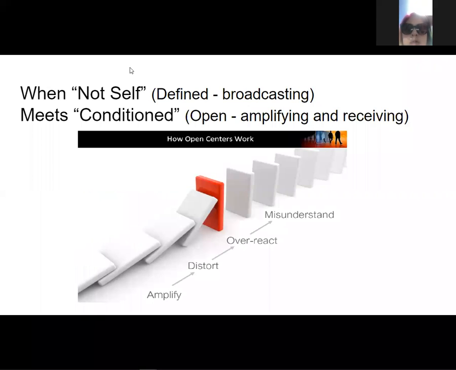So when a not self person, someone who is defined and broadcasting this not really healthy emotional state, meets the person who's open and amplifying and receiving, this is what happens in those open centers, right? So we amplify, distort, overreact, and misunderstand. This is a very dysfunctional type of energetic exchange that's happening. Okay, so this is what happens when everybody's out of alignment with their own truth.